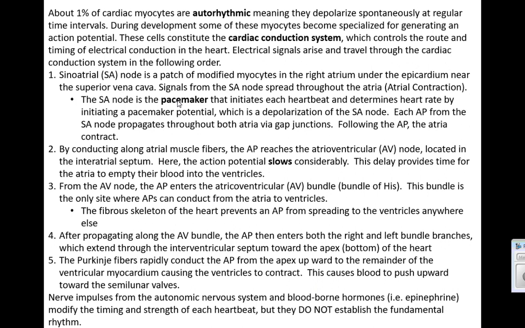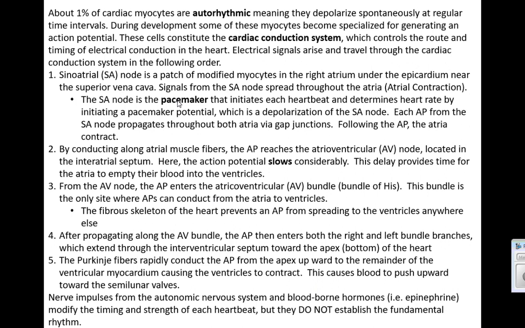Our AV node is our next node, located in the inner atrial septum. Something important takes place here, and that's the action potential delaying or slowing considerably. We call this an AV node delay. This is important because it provides time for the atria to finish contracting and dumping the blood into the ventricles. What good is the heart if the ventricles are pumping before they're even receiving blood? The answer is not much. We need the ventricles to contract after the atria have completed their contraction.